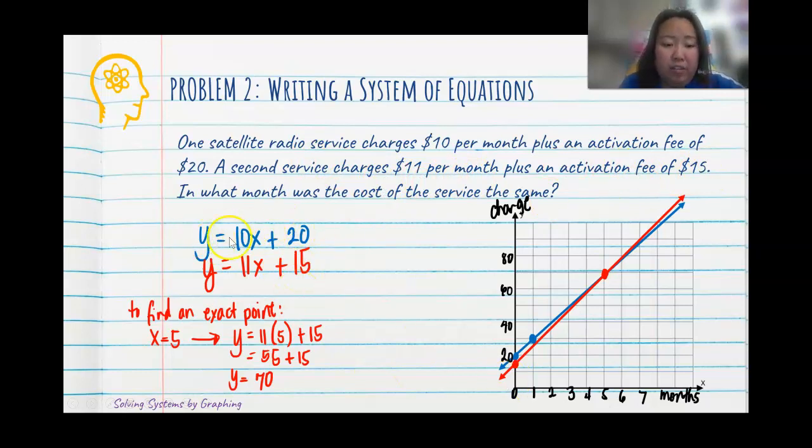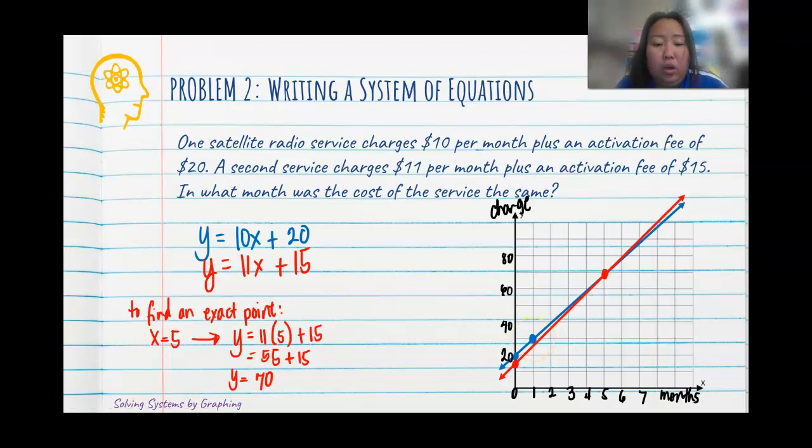If we graph the blue, the first point would be at 20, and every time you move a month, it adds 10, so the next point will be at 30. For the other one, it's a little bit tricky because the y-intercept is at 15, which is easy to find, but the next point, if x is 1, is going to be 26. That's challenging, especially if your graph is in a smaller version.